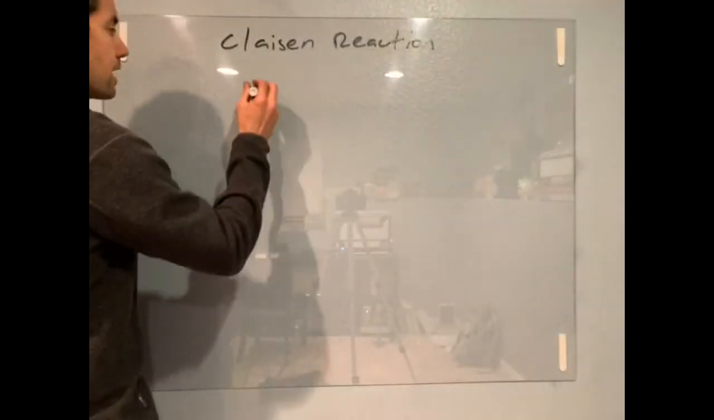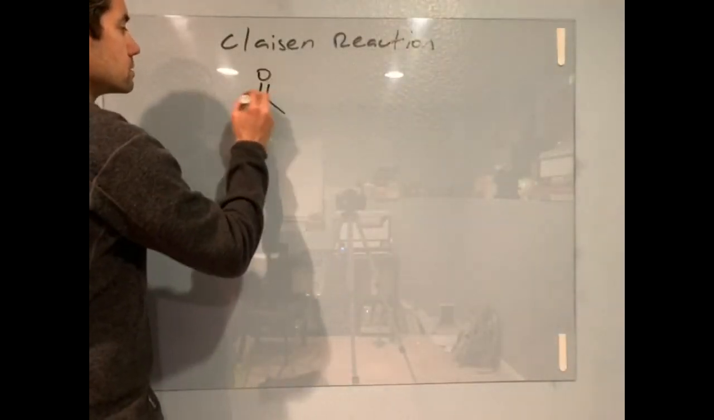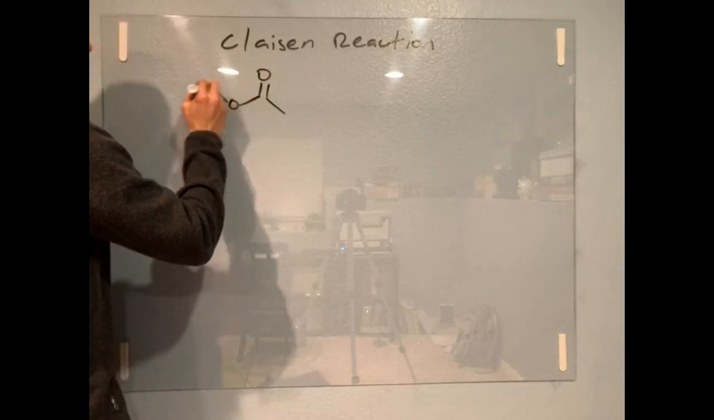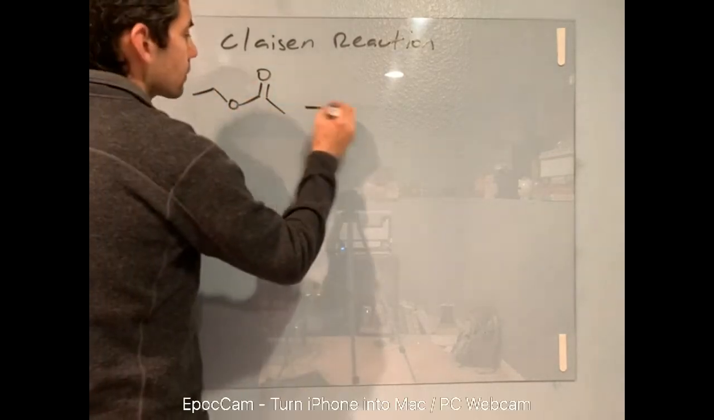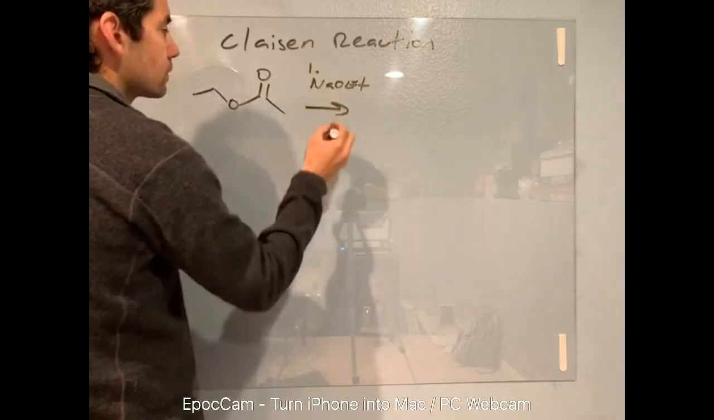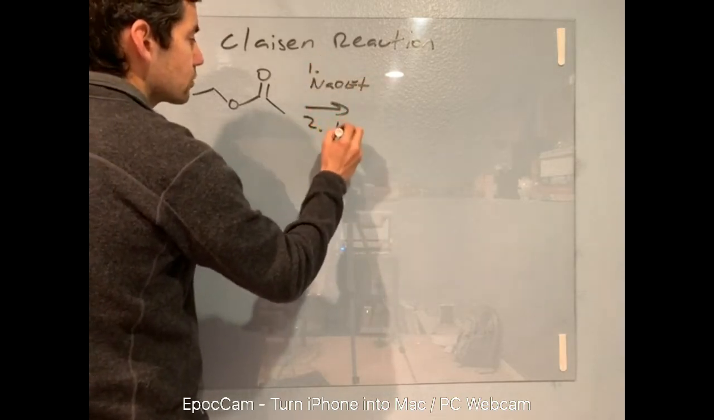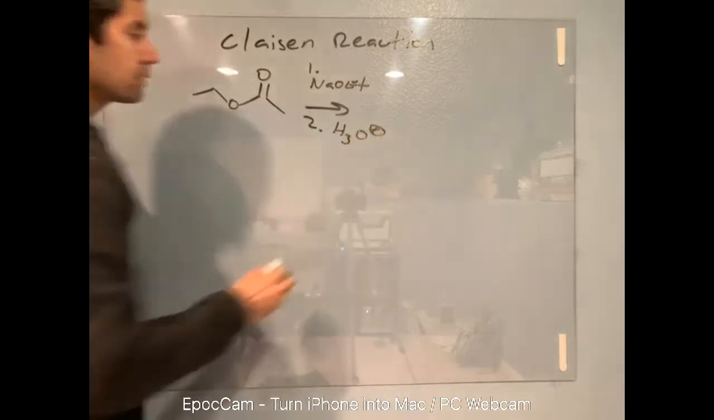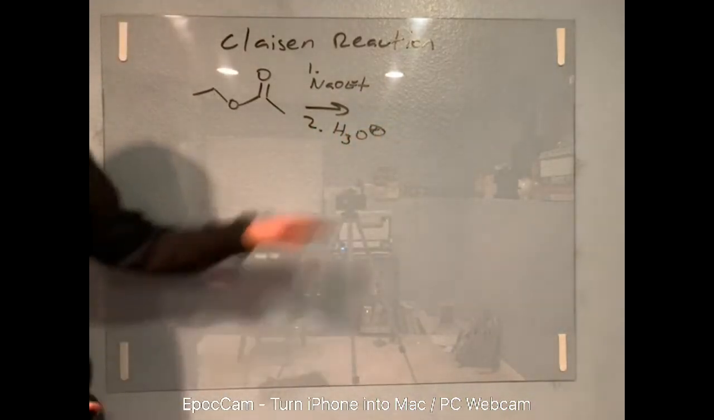So with our Claisen reaction, we're going to use an ester. And we'll use this ester here, and we're going to use it with our base, NaOEt. This is going to be our first step. Second step, we're actually going to add in H3O+. And we'll talk a little about why we need to add in H3O+ there.